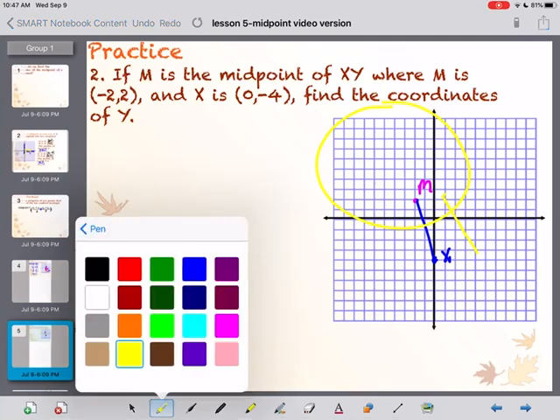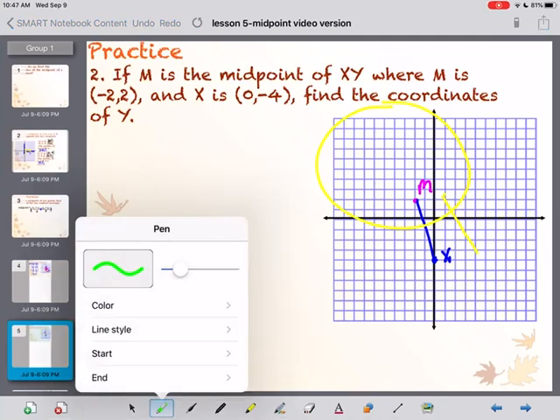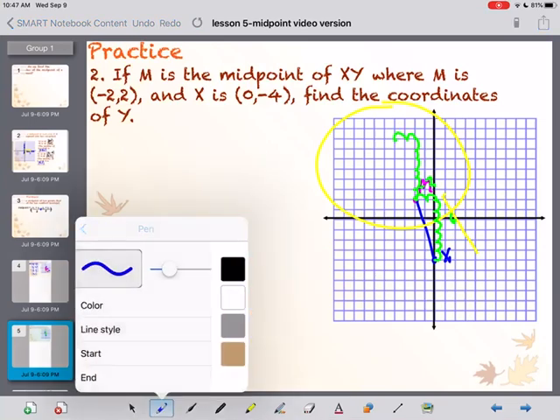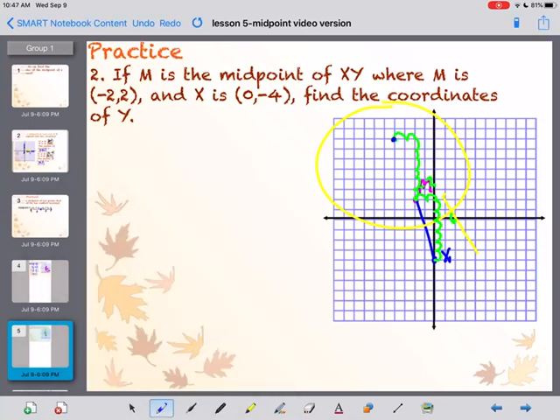So if you utilize that method I just showed you using rise and run, from X to M, my rise is 1, 2, 3, 4, 5, 6, and my run is -2. Since that's half the line, I just have to duplicate that. I go up another 6, and I go over another 2. That is the location of Y. And that is at -4, 8.